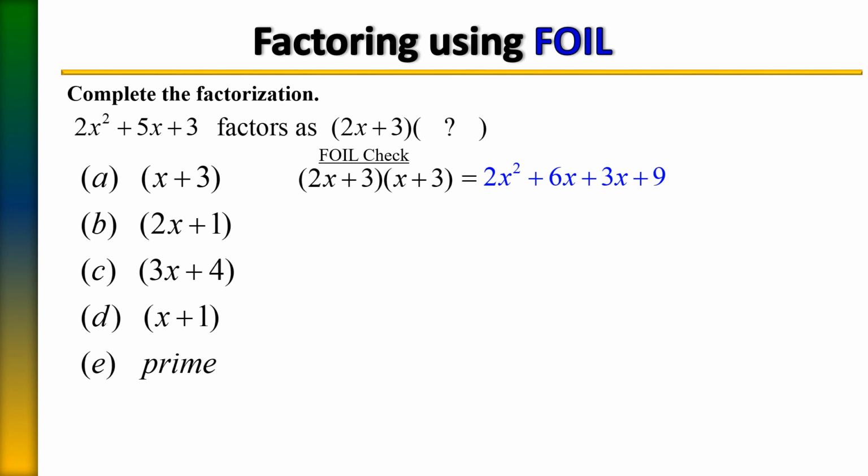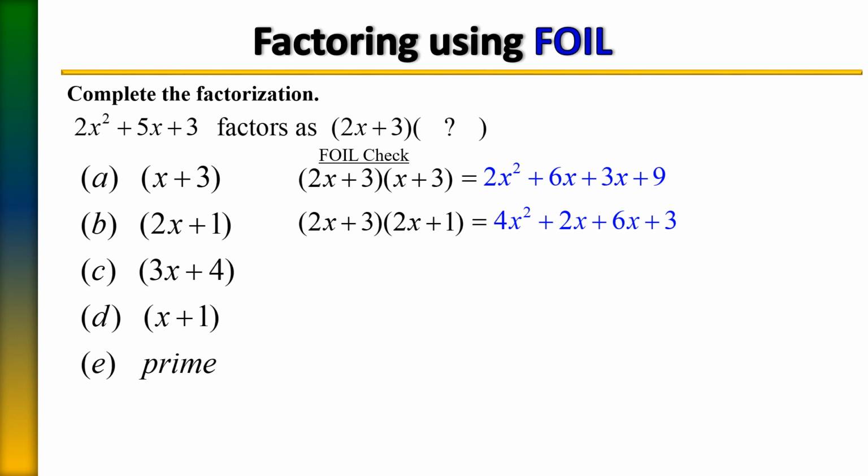Let's see if the 2x plus 3 that was given should be paired with 2x plus 1 in order to get the correct answer. Let's check. If we do FOIL, first, outer, inner, last, next combine outer and inner.